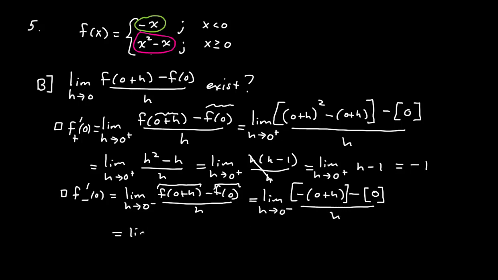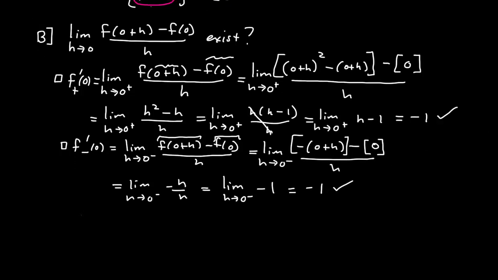And I'll try to speed this up. This is the limit as h approaches 0 from the left. I have negative h over h. Please know that I'm not plugging in here. I can't plug 0 into a denominator, but I can simplify first. And I can simplify this to negative 1. Now the limit of a constant is that constant. So look at that. We found the limit of the difference quotient from the right equals the limit of the difference quotient from the left.